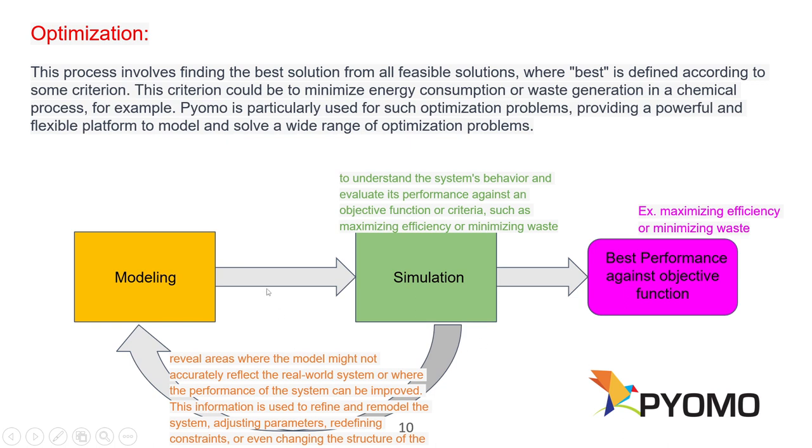So optimization is the iterative process between modeling and simulation. And when this iterative process is finished, it means that we get the best performance against the objective functions. For example, when the efficiency is maximized or the waste is minimized.